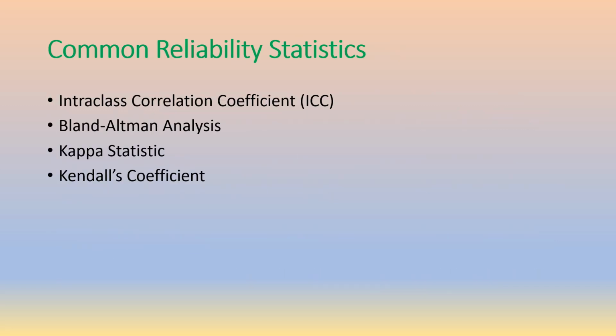Common reliability statistics: intraclass correlation coefficient, Bland-Altman analysis, kappa statistic, Kendall's coefficient. Different reliability methods are used depending on the type of data. Continuous data often uses ICC and Bland-Altman, while categorical data uses kappa.